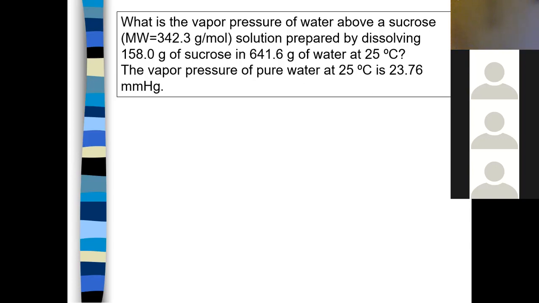We're given the vapor pressure of pure water. Of course, you can also look that up in your data booklet. The vapor pressure of pure water at 25 degrees is only around 23.76 millimeters of mercury.